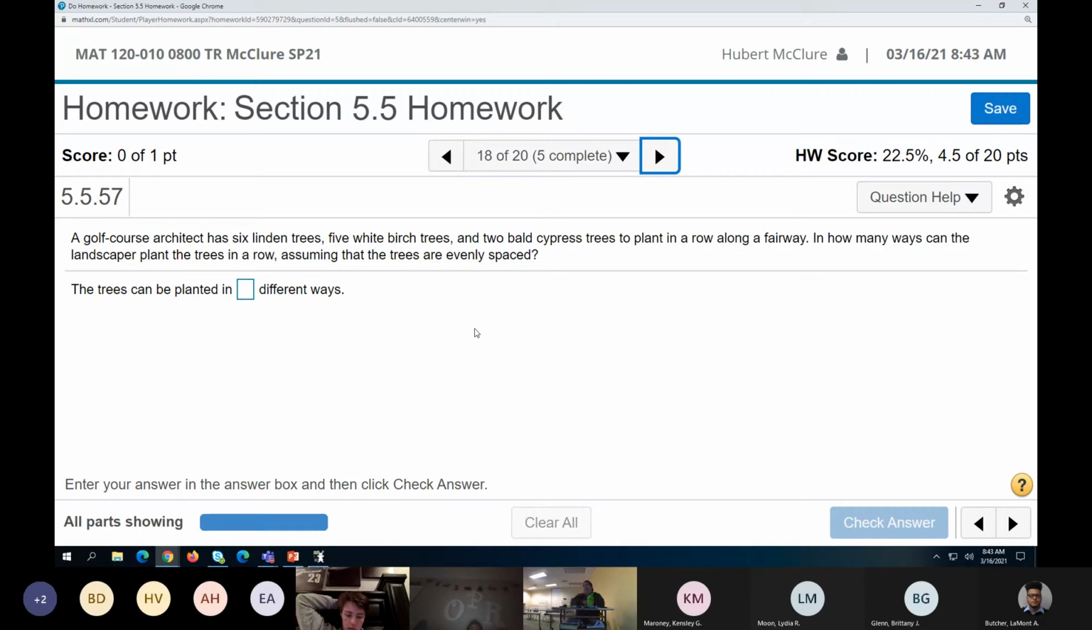A golf course architect has 6 linden trees, 5 white birch trees, and 2 bald cypress trees to plant in a row along a fairway. In how many ways can the landscaper plant his trees in a row? This is the flag question. So 6 plus 5 is 11. 11 plus 2 is what? 13. So, you got 6 factorial, 5 factorial, and 2 factorial.